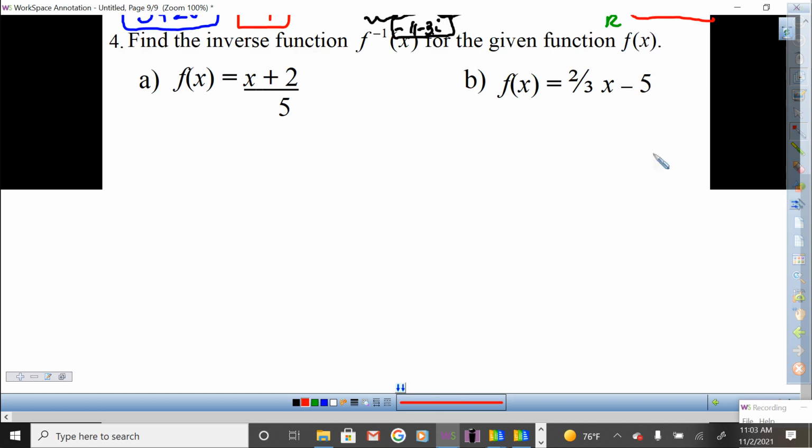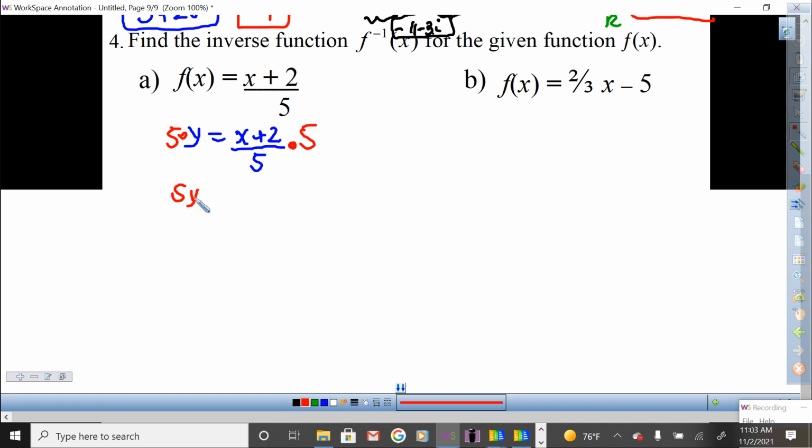Let's go to number 4. By now, you should be experts at inverses, yes? So, what do I do here, everyone? Very good. Substitute y for f of x. We've been doing this for 2 weeks, guys. Over 5. All right, let's get rid of the 5. How do we do that? Multiply times 5.